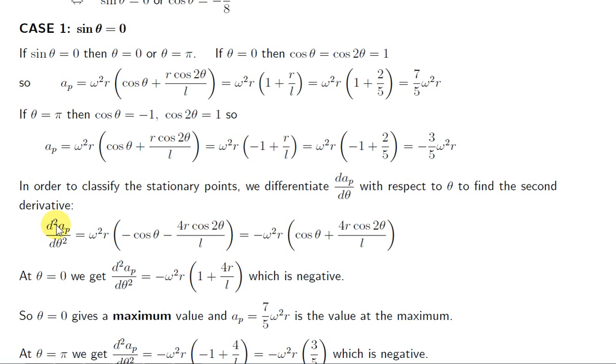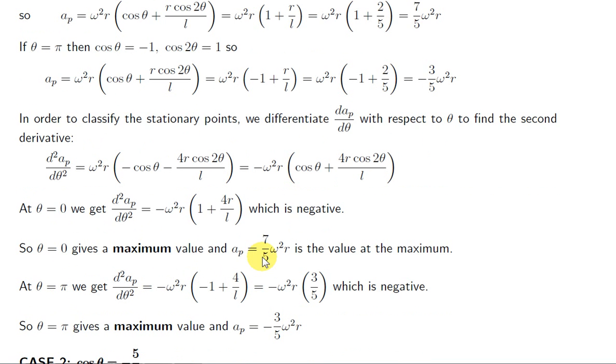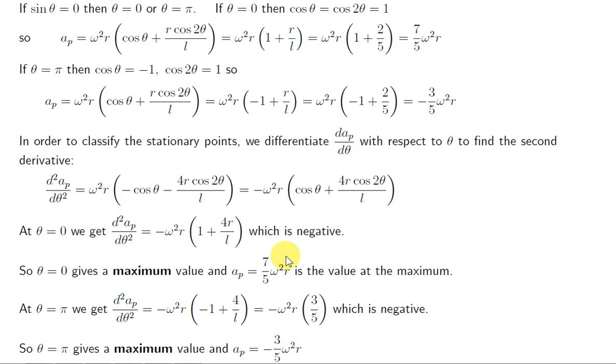So we examine the second derivative at the two values of θ equals 0 and θ equals pi. At θ equals 0, we get the cos of 0 as 1. We have another cos of 0 here, which is another 1. We can take the minus sign out here, and we see that this quantity is negative because omega, r, and L are positive. So that means we have a local maximum at θ equals 0. And the value of it, as we've seen before, is 7/5 omega squared r.